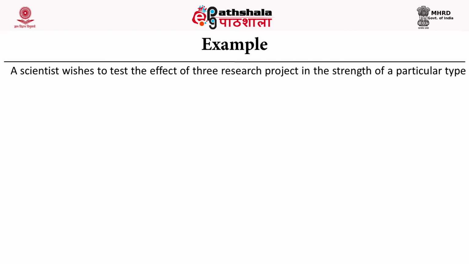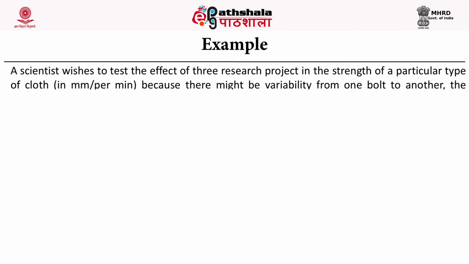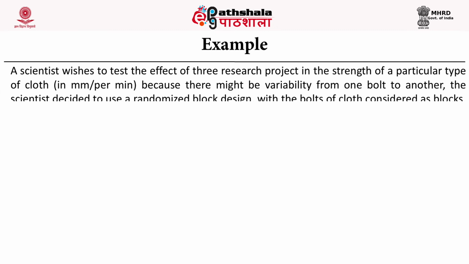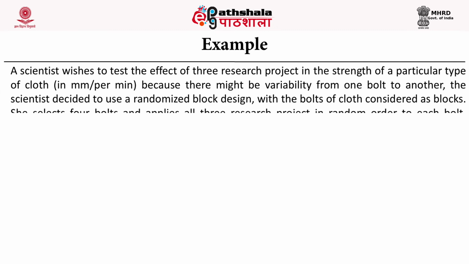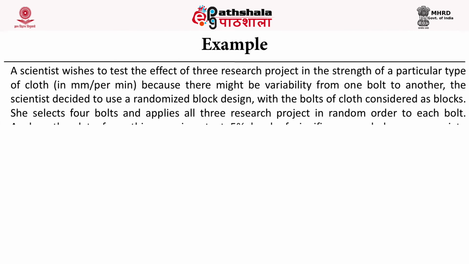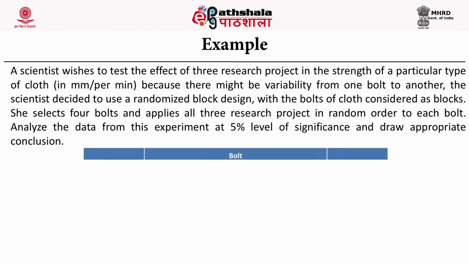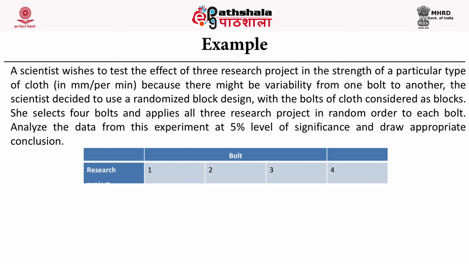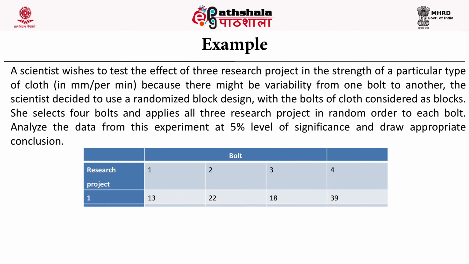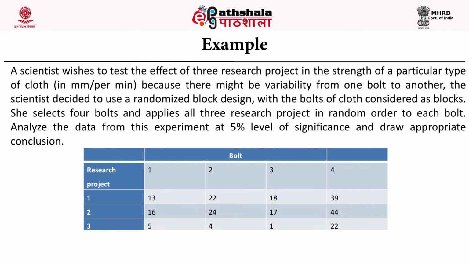A scientist wishes to test the effect of 3 research projects on the strength of a particular type of cloth, because there might be variability from one bolt to another. The scientist decided to use a randomized block design with the bolt of cloth considered as the block. She selects 4 bolts and applies all 3 research projects in random order to each bolt. Analyze the data for this experiment at 5% level of significance, and draw an appropriate conclusion.